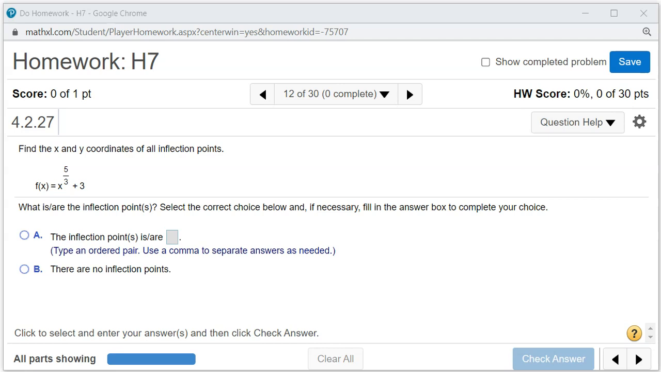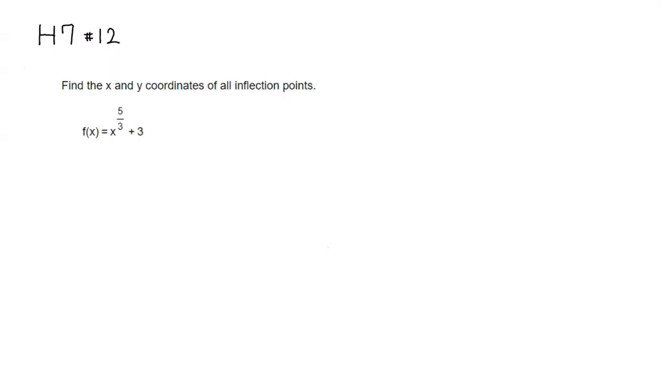All right, let's look at homework 7, problem number 12. We want to find the inflection points of this given function here. So let's do that. In order to find inflection points, we need to find the second derivative. So let's take the derivative twice.